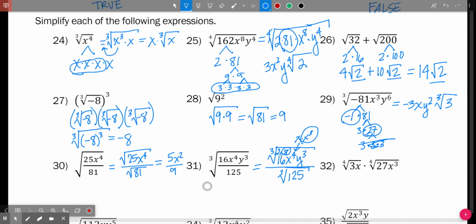So I have the cube root of 8 is 2, the cube root of x cubed is x, the cube root of y cubed is y, times the cube root of 2x that stays inside, over the cube root of 125, which is 5.